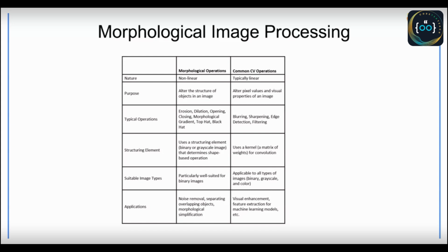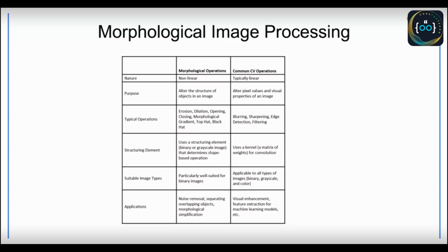Morphological operations use a structuring element, a small binary or grayscale image, typically a square or a circle, that determines the precise nature of the operation. They are particularly well suited for binary images and tasks such as removing noise, separating overlapping objects, and morphological simplification like thinning. Now, let us understand common operations in computer vision as opposed to morphological operations.